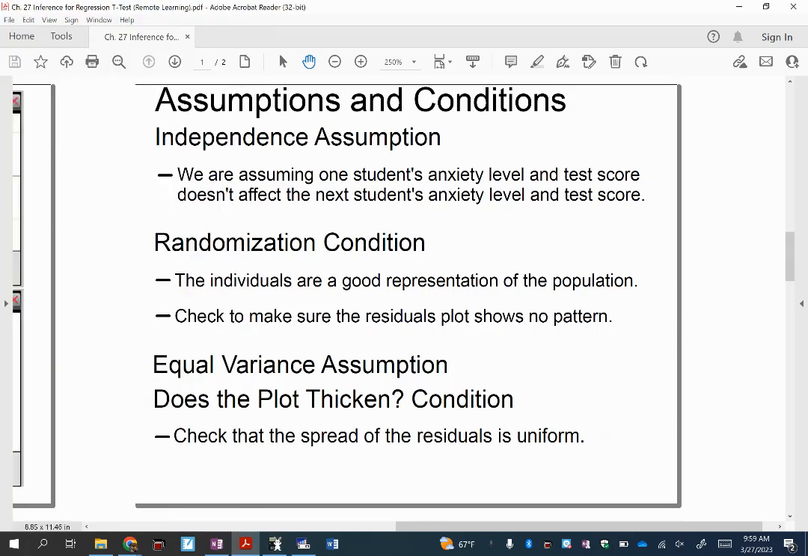Okay. Another condition we need to check is to make sure that the spread of the residuals is uniform. So what we're going to do is make a histogram of just the residuals. I know, exciting. We're going to make a histogram of just the residuals. Okay? I'll give you a moment to copy that down.